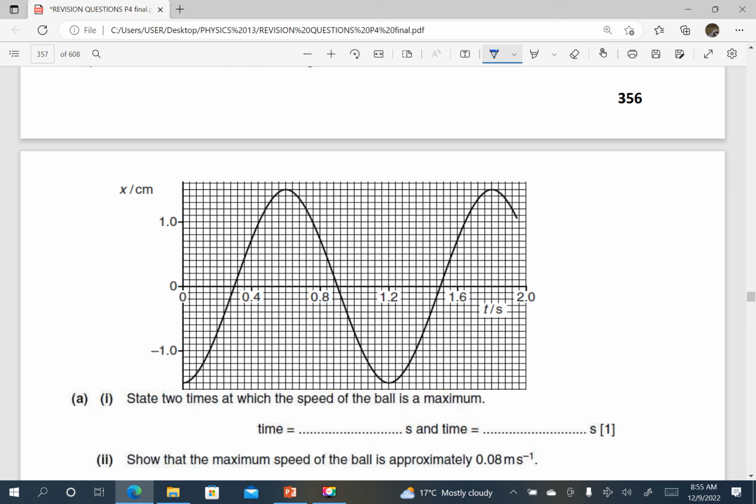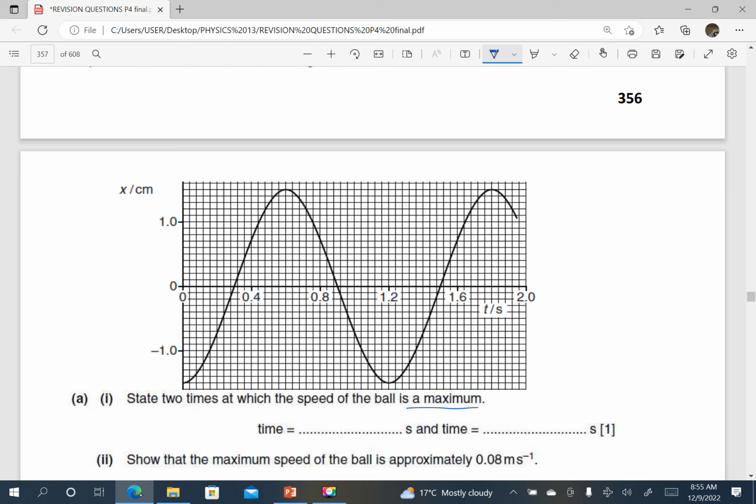Remember, in one of the previous questions we said that when displacement is maximum, the speed is zero. When the displacement is zero, the speed is maximum. State two times at which the speed of the ball is maximum. So we look for points where the displacement is zero, because the speed is only maximum when the displacement is zero.